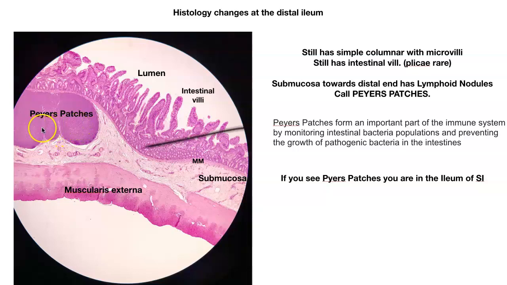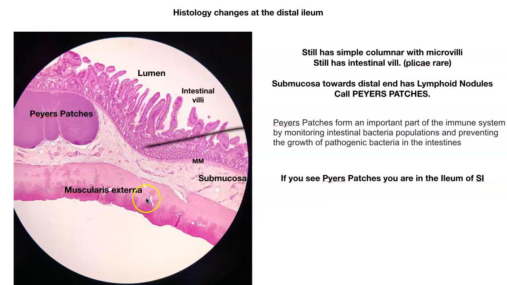We are going to be running into these guys, Peyer's patches. This is lymphoid tissue, lymphoid nodules. So what are Peyer's patches that you need to know? They form an important part of the immune system. They monitor intestinal bacteria populations. Lots of potential for bacteria in here. And they prevent the growth of pathogenic bacteria in the intestines. Now there's good bacteria in your gut, and there's bad bacteria. These are monitoring the bad bacteria that can kill you. So, important part of your immune system.